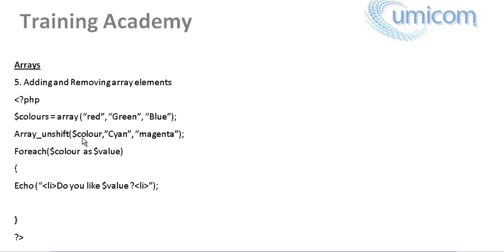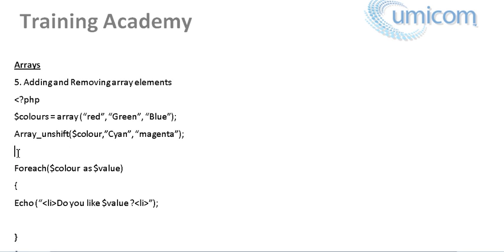Basically it will start printing out each element in order, and we expect that it would print out first cyan and then magenta, because that's what we've unshifted, placed prior to red, green and blue. So it should say cyan, magenta, red, green and blue. That's what we expect if we run the code. But let's assume that we want to do something else as well. Let's try something else so we can learn how to place elements at the beginning of an array and also at the end of an array.